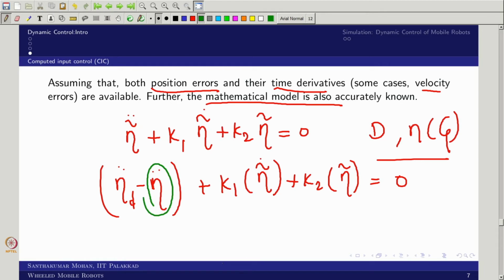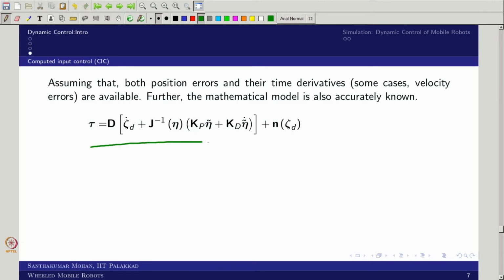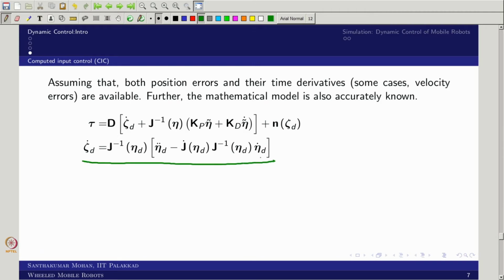What is this? I can rewrite it in another form. I can write it in the form of the D matrix. For that, what we know is that eta dot I can write as J of psi times eta. From there I can do this. But what I know is that this has a control input, and that is what I am trying to do. You can see, this is what I know. Here I am trying to work with this equation.